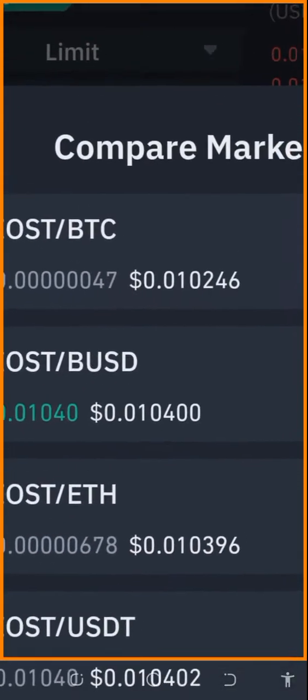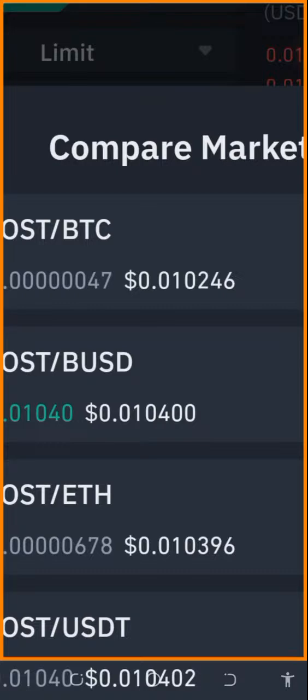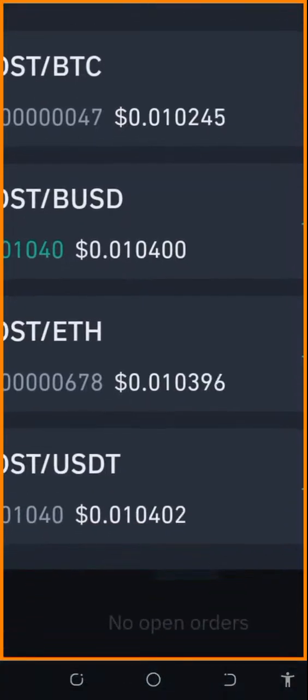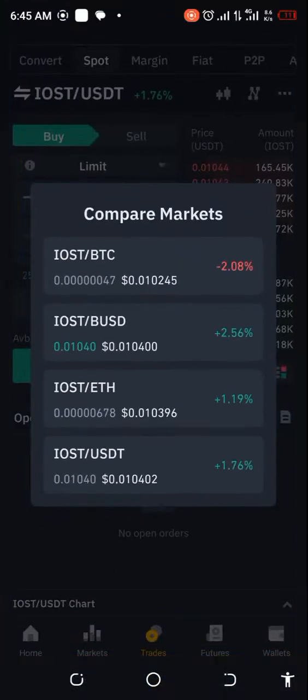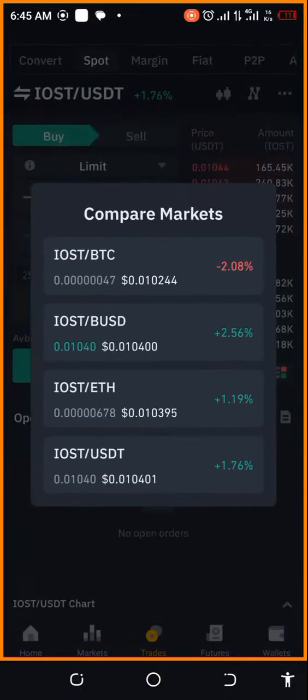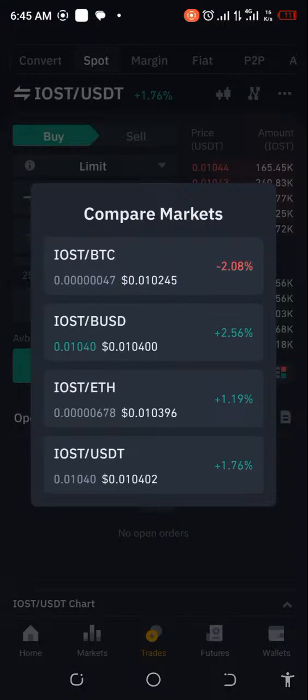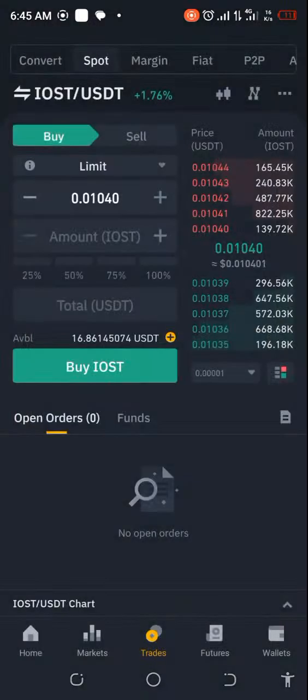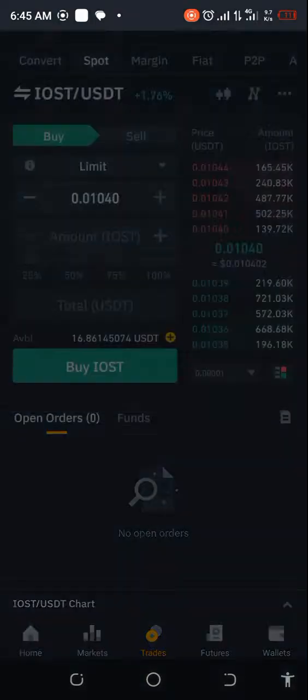Can you see that IOST BTC is 0.0102? It was supposed to be 0.0104, almost the same value of what we're doing now. At this point, BTC went up a bit, and all of a sudden you can see here that USDT now is 0.0104. Now let's go back and see how much we bought IOST with USDT.